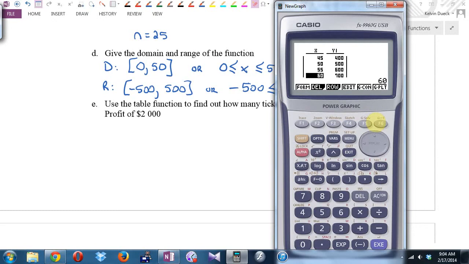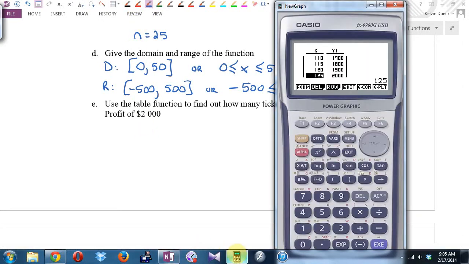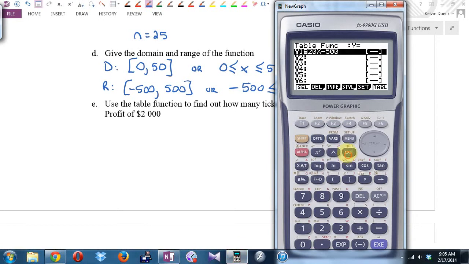I can't find the set. You have to show me? You're in the graph menu still. Gotta go back to the menu. Table. Gotta go to the table menu. Okay? You know what? 125 tickets will get me $2,000 profit. Are you in the table menu? Okay. So right there, set. F5. Okay.